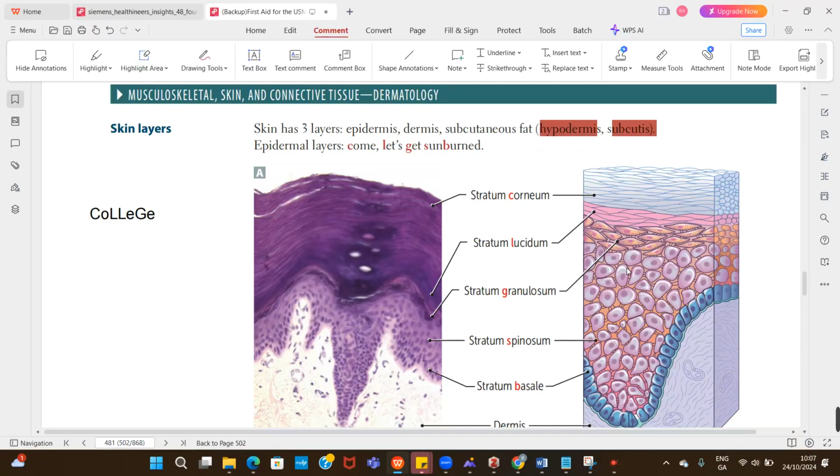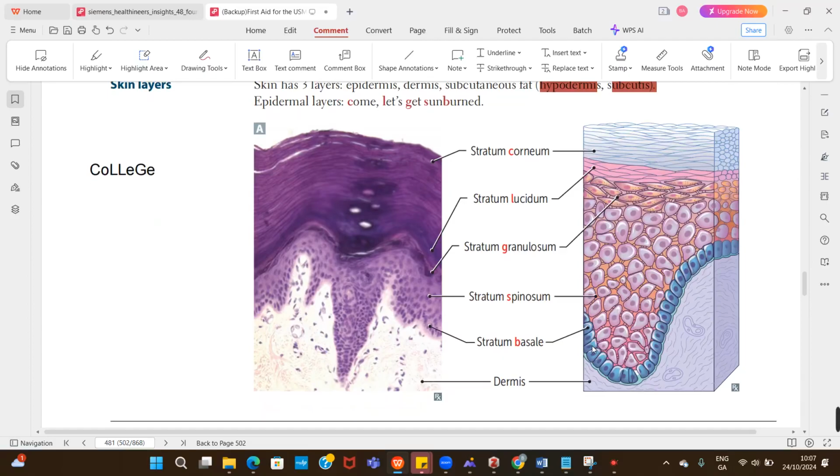We also need to know the different layers of the epidermis, which is the outermost layer. We need to be familiar with the structure of the epidermis. And the epidermis is divided into 5 layers. We have the stratum corneum, the stratum lucidum, the stratum granulosum, spinosum, and basale.